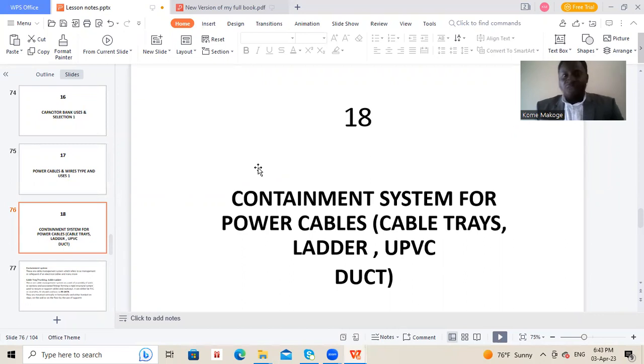Okay, before we dive straight into what we will be studying today, I'll be your teacher for today. I'm called Kome Makoge Alves. I'm a certified electrical engineer in Qatar from UPDA, and I've done PMP. I've done Six Sigma Yellow Belt, and I'm a professional certified Six Sigma professional as well.